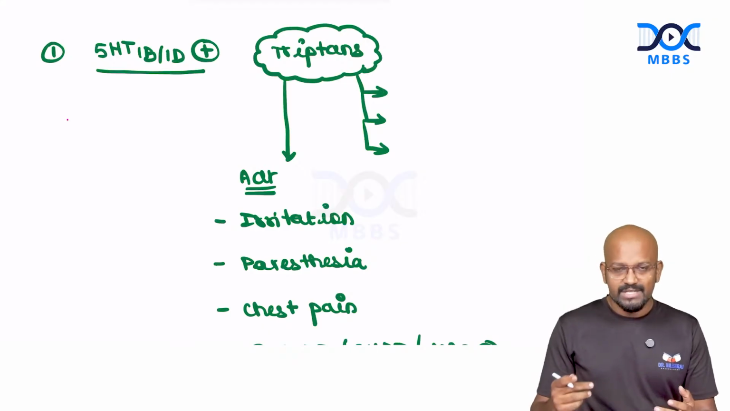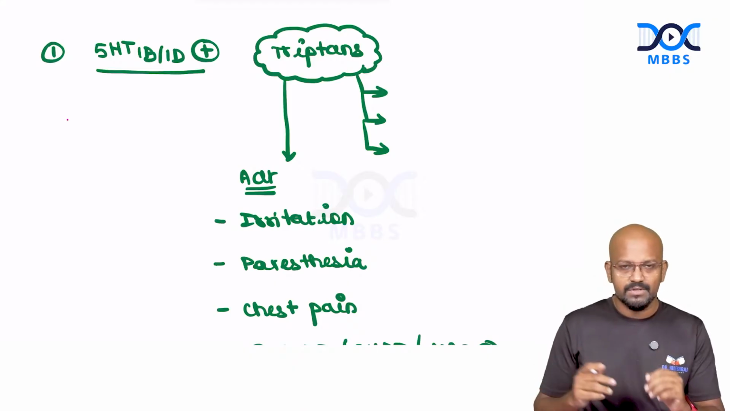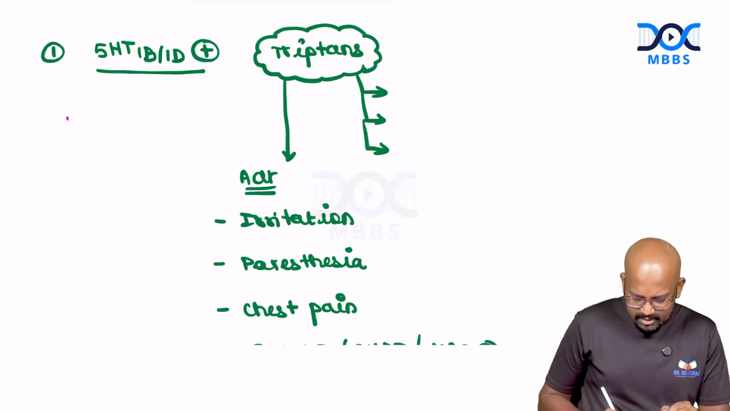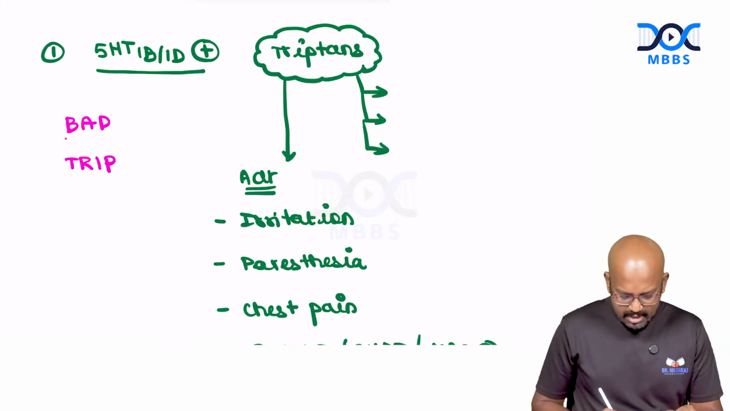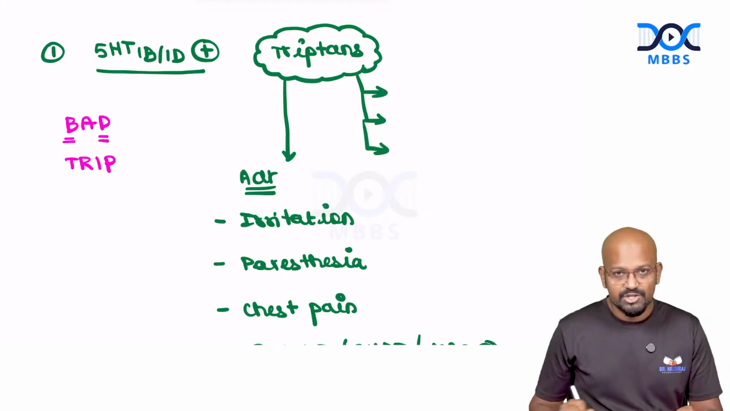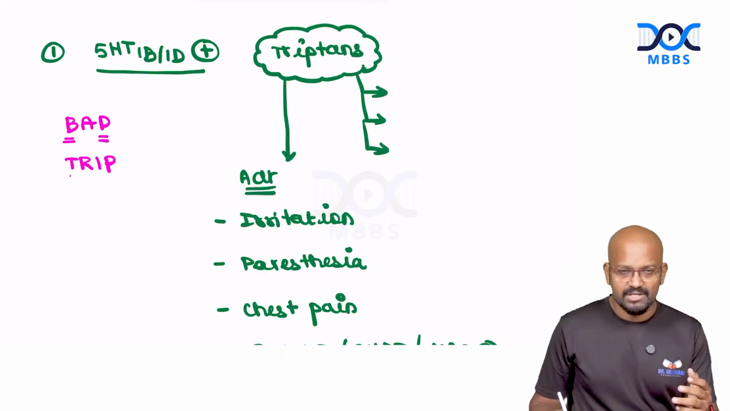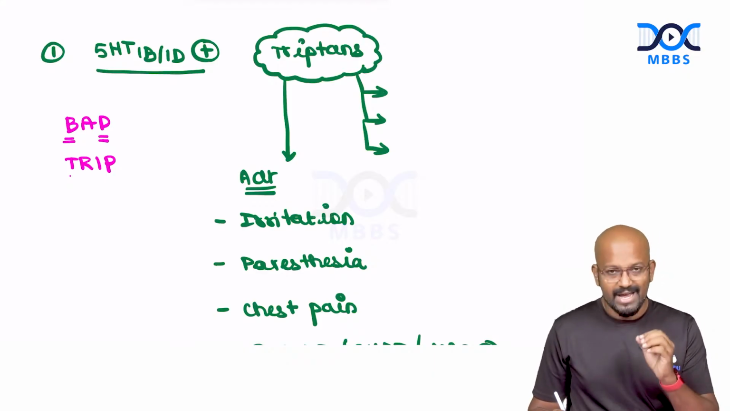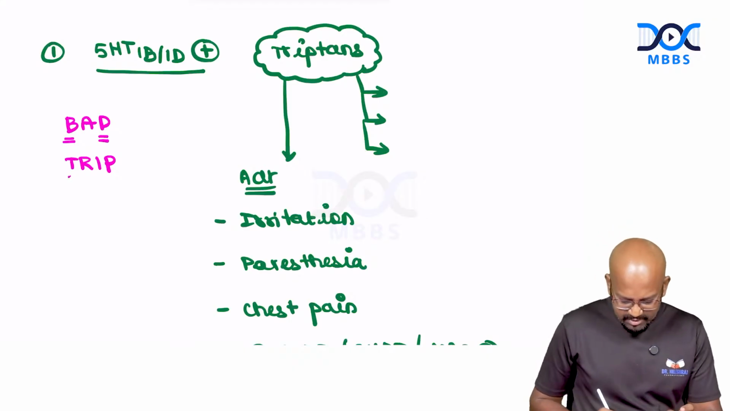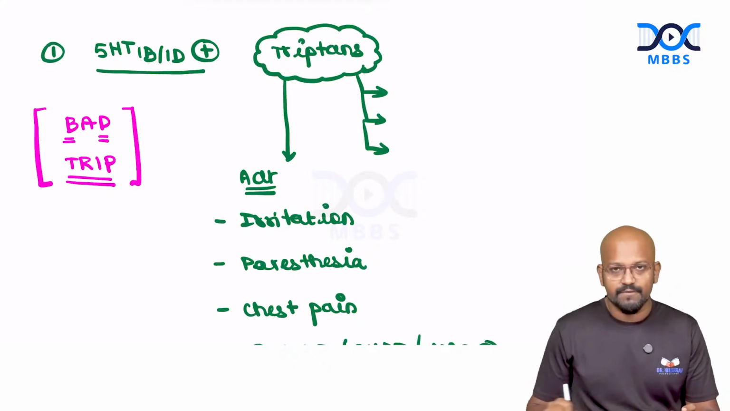Okay, first of all, what is this 5-HT1B, 1D, and how do we remember it? How do we link it up with triptans? I'll give you a mnemonic, my dears. Just remember the mnemonic, bad trip. B and D. 5-HT means 5-hydroxytryptamine. Also, the other name for that is serotonin. So, serotonergic receptor 5-HT1B, 1D agonist agent, and that drug name is triptans. Bad trip is the mnemonic for that.